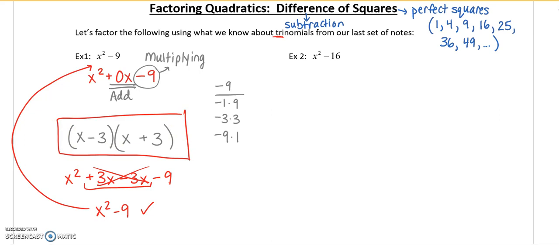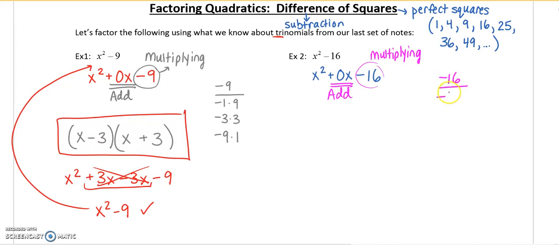Alright, let's try it again with the next one. So again, only 2 terms there, and it's the middle one that's missing. That's how you know you have to add in the 0x, when it's that middle term that's missing. Then my last number is still my multiplying number, and my middle number is still my adding number. So I'll make my list for -16. That could be -1 times 16, -2 times 8, -4 times 4, and that's it.